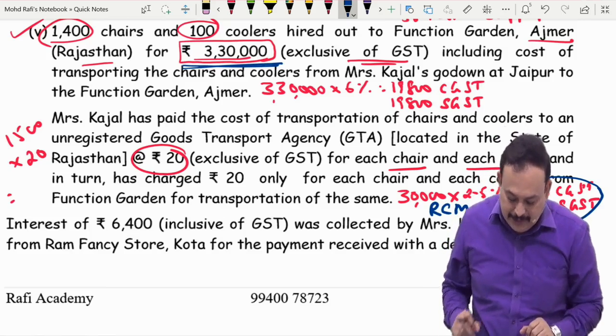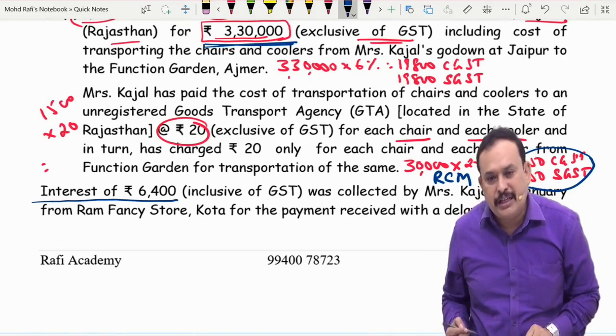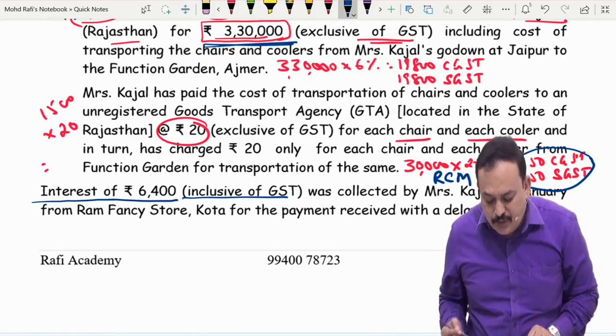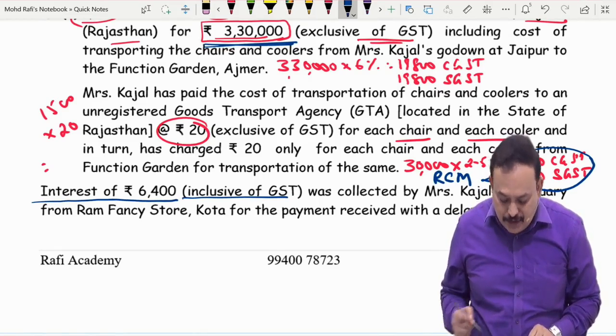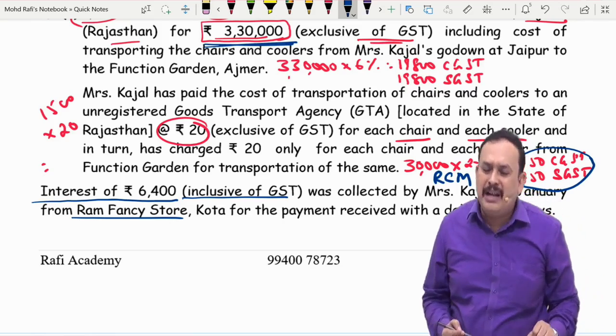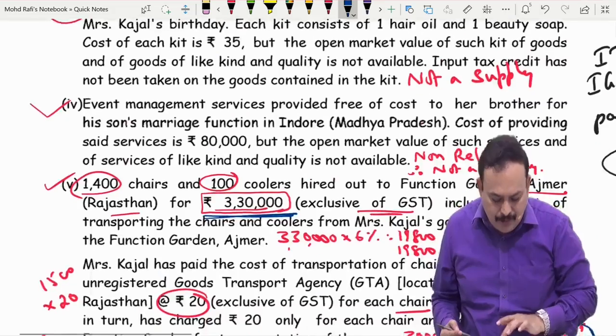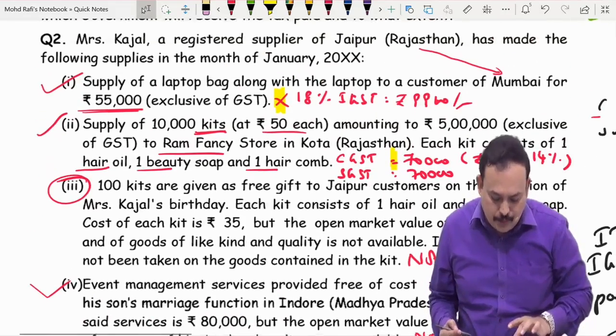Fine. Further, they said here, interest of 6,400 inclusive of GST was collected by Kajal in January from Ram Fancy Store. Actually, to Ram Fancy Store, what did they sell? Laptops. Laptops sold. Correct? Laptops only were sold, no? Yes, to Ram Fancy.